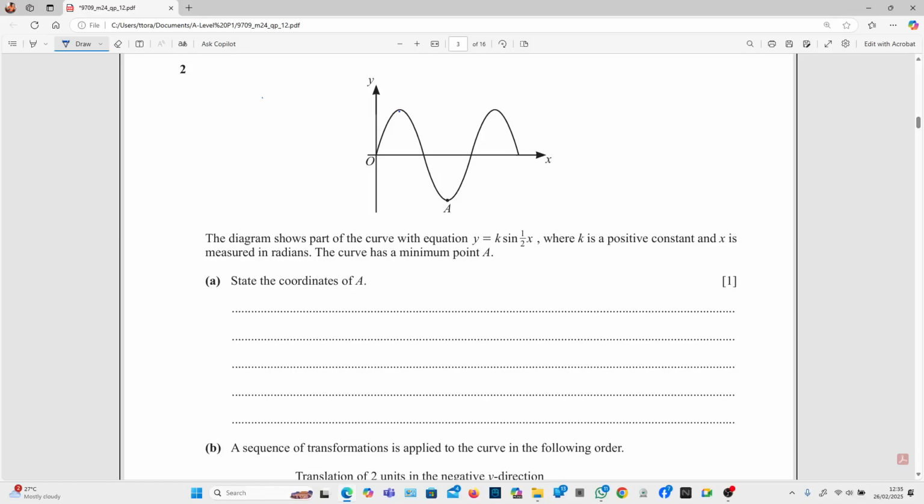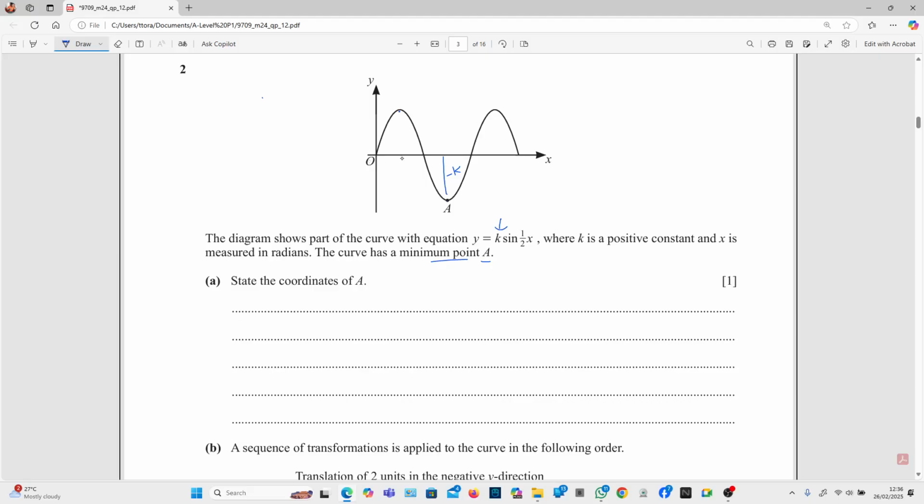Okay, for this question here, the diagram shows part of the curve with equation y is equal to k sine of half x, where k is a positive constant and x is measured in radians. The curve has a minimum point at A, so the minimum point is here. Now we know that the amplitude is k, so this is going to be minus k. And then we want to find the coordinates of A.